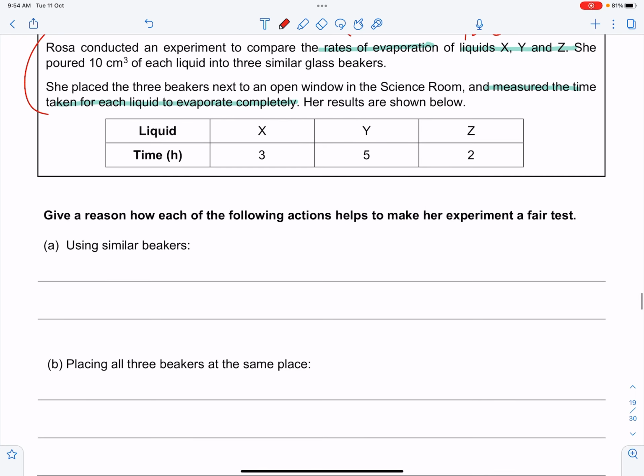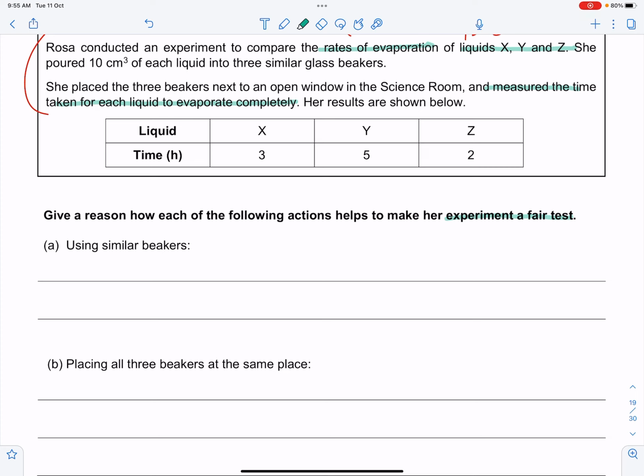Now, give a reason of how each of the following help to make her experiment a fair test. So, fair test meaning one change variable. So, basically, remember, we need to actually talk about what happens when you don't. So using similar beakers, flip the question: what if you don't use a similar beaker? So you think about it, when you don't use a similar beaker, a few things can happen, right?